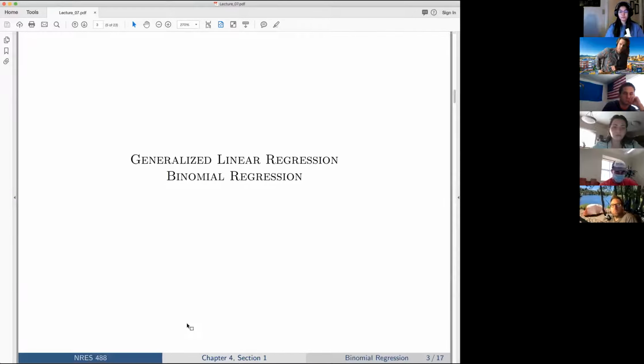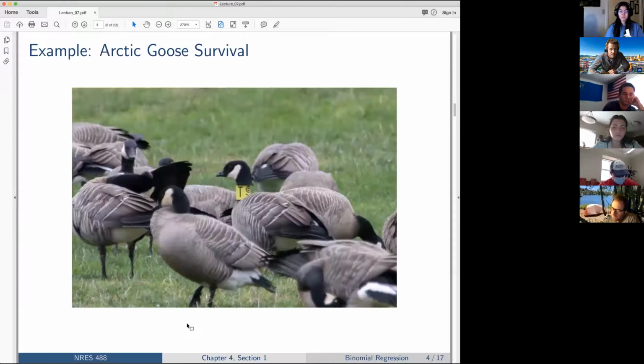All right, let's talk about binomial regression. Binomial regression is a type of generalized linear regression. And let's start off with an example. This is a very common type of analysis and study used for wildlife populations. We're going to focus on Arctic geese survival, estimating what the survival rate is for the population of Arctic geese.